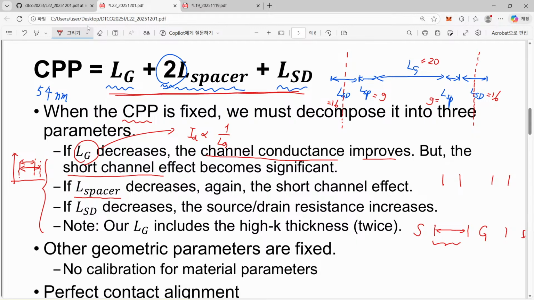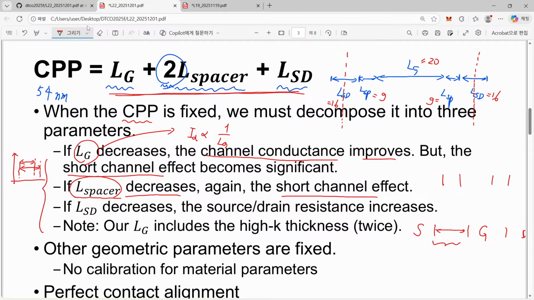However, when we reduce the spacer shorter, then short channel effect may occur, and also in terms of capacitance, it's not a good one. So it is always good from the viewpoint of electrical properties. We need to have a sufficiently long spacer, or thick spacer.